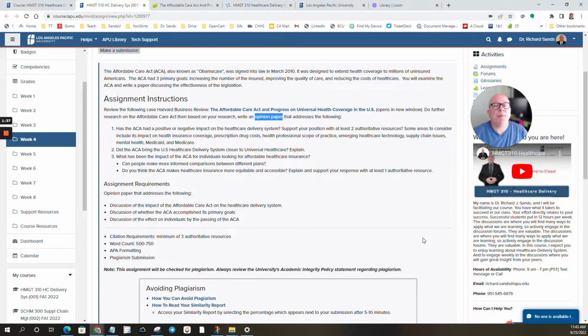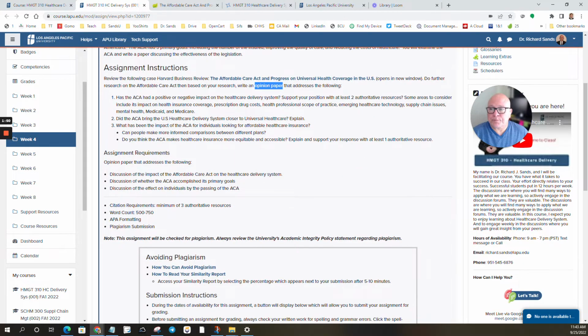so as we take a look at the instructions, the three main components with the two sub-bullets here. Number one, has the ACA had a positive or negative impact on the healthcare delivery system? You're asking your opinion. Then it says, support the position with at least two authoritative resources. So remember, and this should be a period, not a question mark. You need two references. So remember, when this is asking you a question, and all of these, it's not yes or just no. Obviously, this is academia, and you need to provide a substantive response.